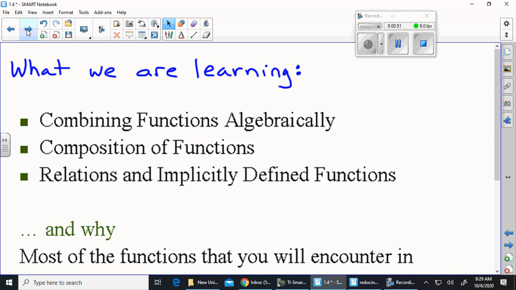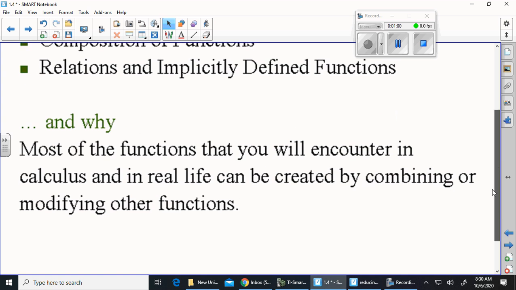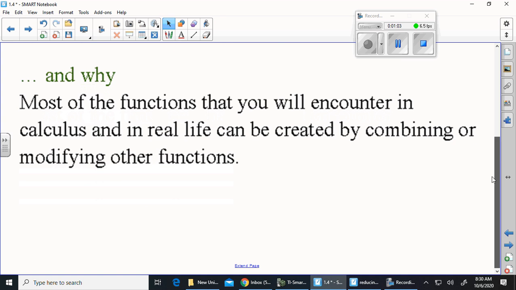You're combining them algebraically. Why are we looking at these? That's the biggest thing here. Most of the functions that you encounter in calculus and in real life can be created by combining or modifying other functions. So it's like I put a line with a parabola, y equals mx plus b and an x squared, with an absolute value.